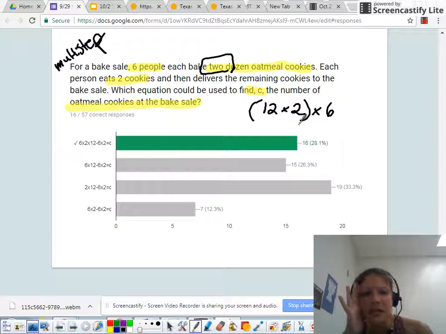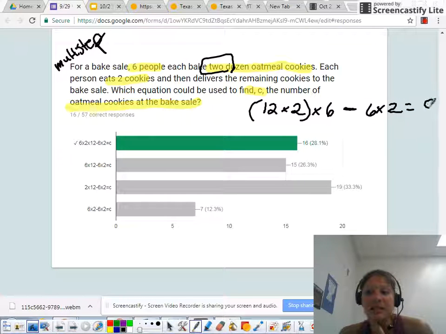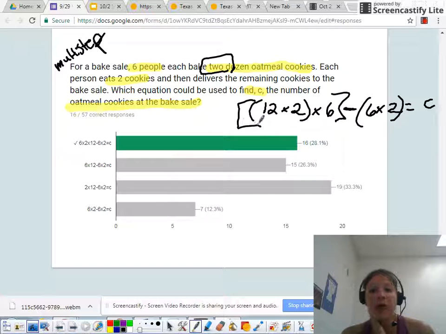Well, hold on. So each person then eats 2 cookies. All right, so I know I'm going to be minusing because they're eating the cookies. So each person, so that's 6 people, and they each ate 2. And then that's going to equal C. So here's how I would write it. Now let's see if my answer, or something close, is down there.